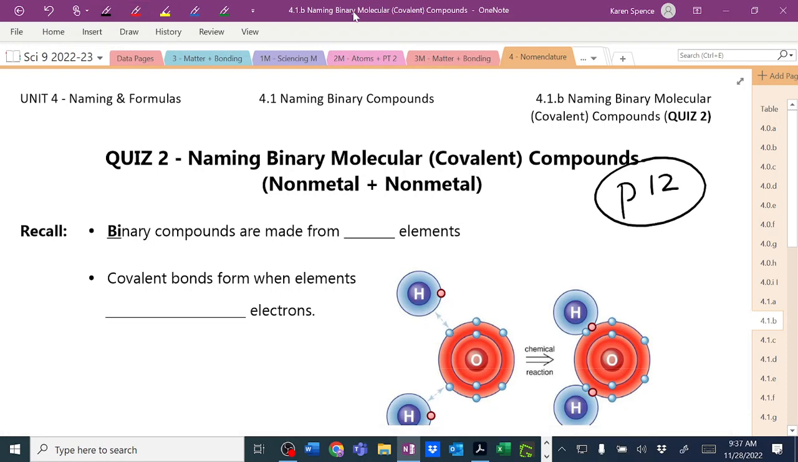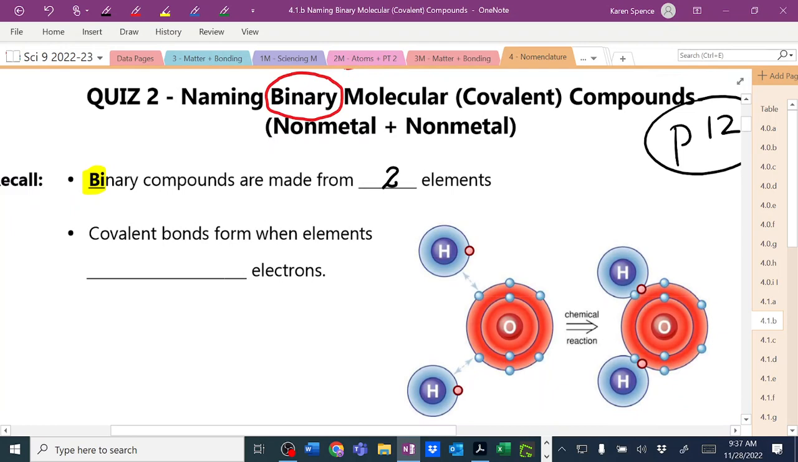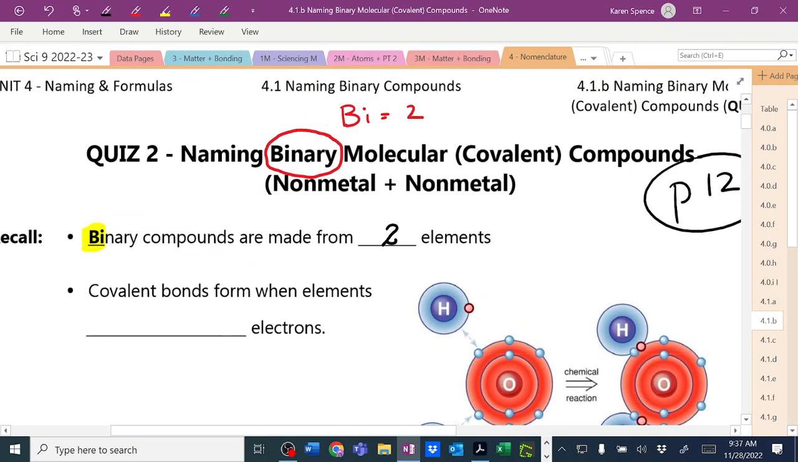Something that we did not talk about last day, but that you'll hear a fair bit, is binary compounds. Binary. What does the prefix bi mean? Bi means 2. Therefore, binary compounds are made from how many elements? 2 elements. And remember, these are called either molecular compounds or, what's the other word for molecular compounds? Covalent compounds. Those 2 names mean the same thing.